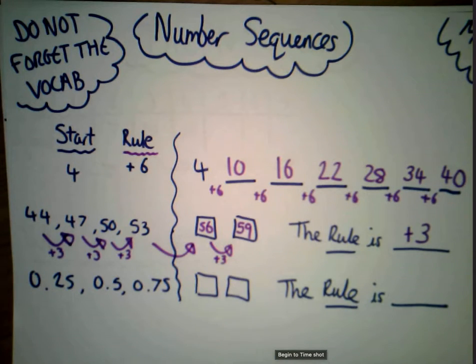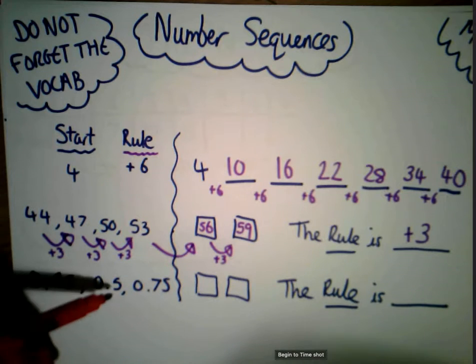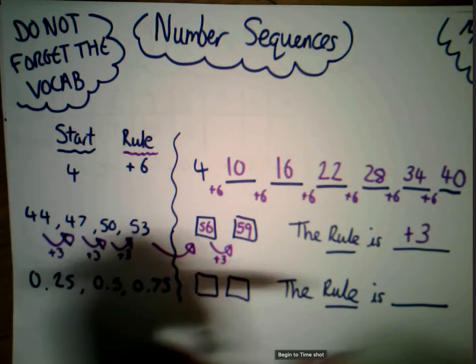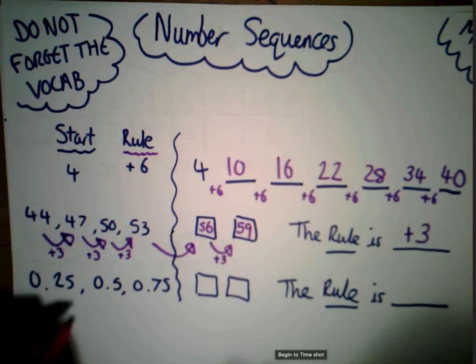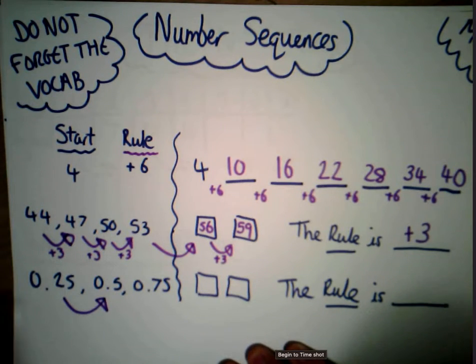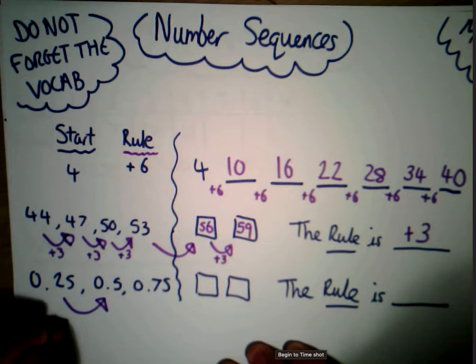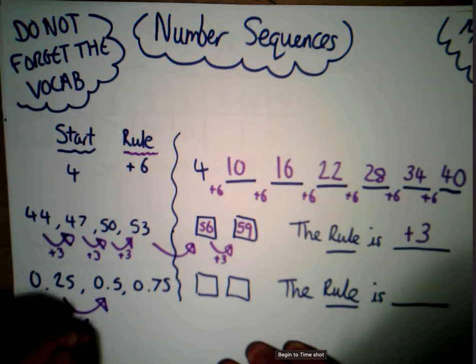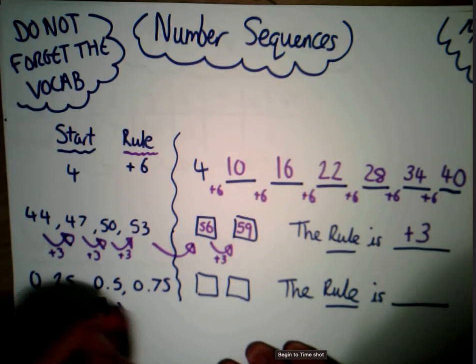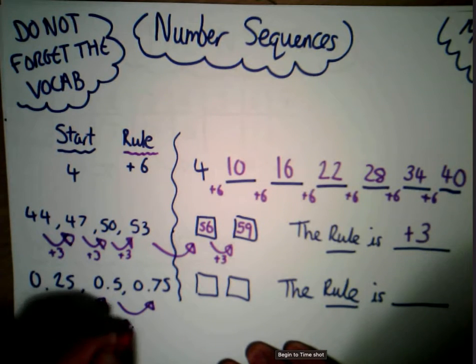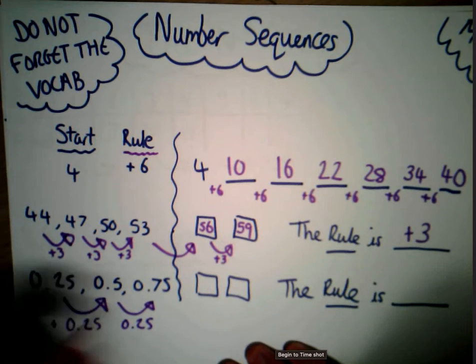Now, we may get today decimal numbers or fractions. Now, this is where it shows whether you know your fractions and decimals or if you don't. If you're going to do decimals, imagine it as money. 25 pence, 50 pence, 75 pence, and keep adding on the amount it is. So this jump here, if you think of it as money, it's an easy way. We're adding on 0.25, and again to get from here to here, 0.25.